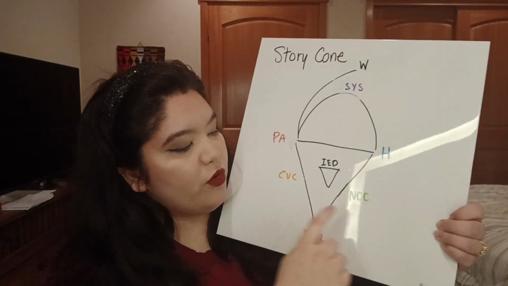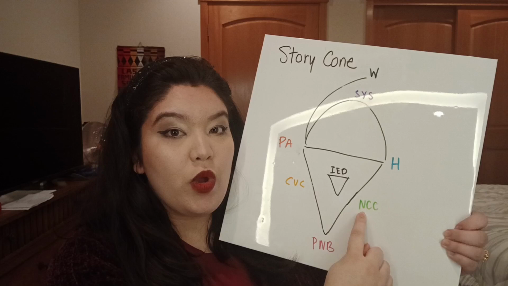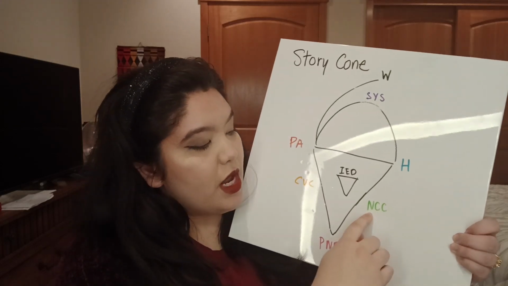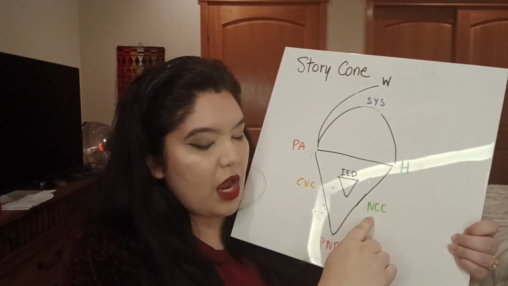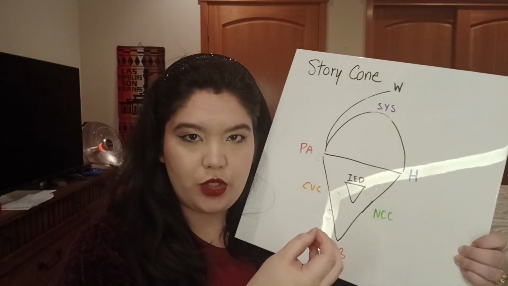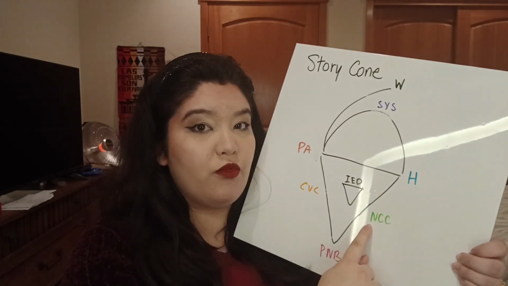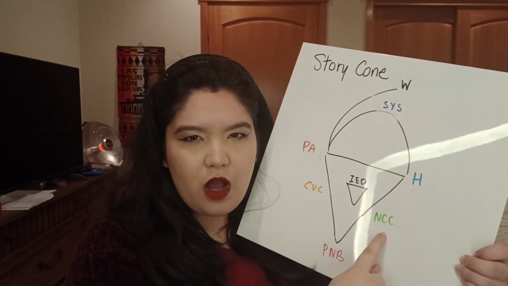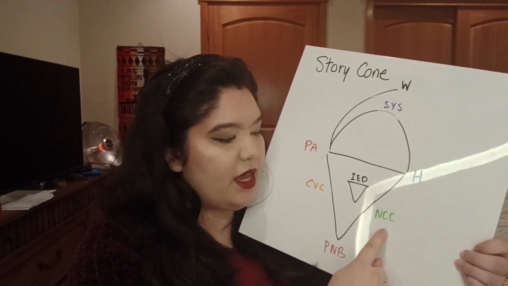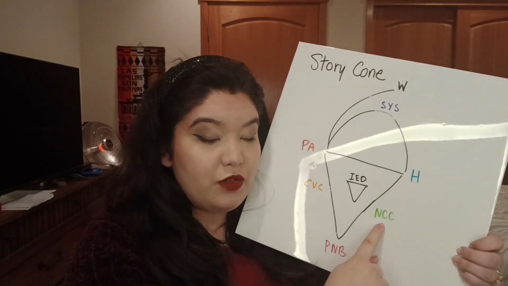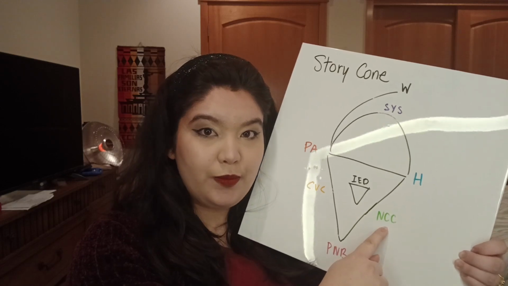Then we're going to jump over here to our NCC, or our Noise and Chaos Creator. Now this is basically the character or group of characters that create the most disruption in a story. You could also put Voldemort here. All of the chaos can be directly led back to him, or you could even put the Death Eaters here as the Noise and Chaos Creator.